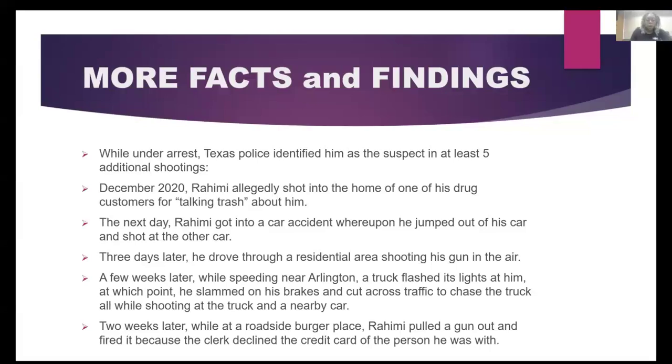A few weeks later, while speeding near Arlington, a truck flashed its lights at him, at which point he slammed on his brakes and cut across the traffic to chase the truck, all while shooting at the truck and a nearby car. 2 weeks later, while at a roadside burger place, I think it was actually Whataburger, but I'm not sure, Rahimi pulled a gun out and fired at the person at the front, at the cash register, because his credit card declined. Next slide.